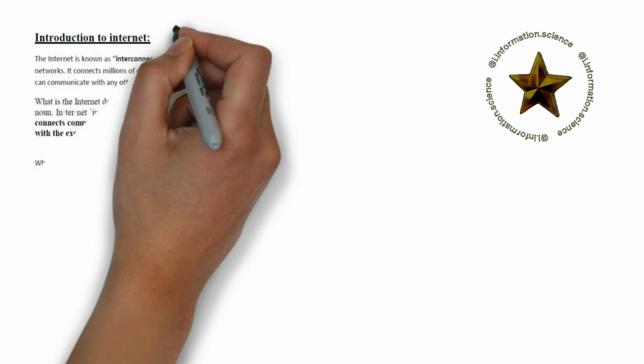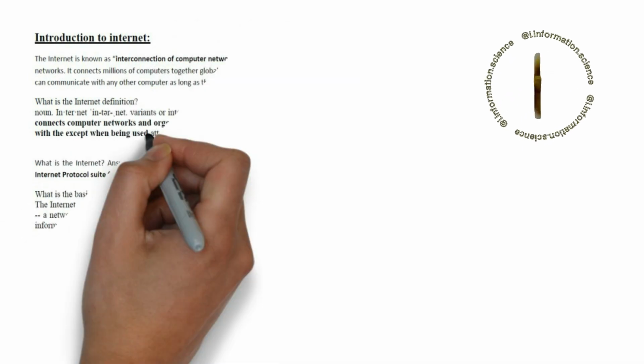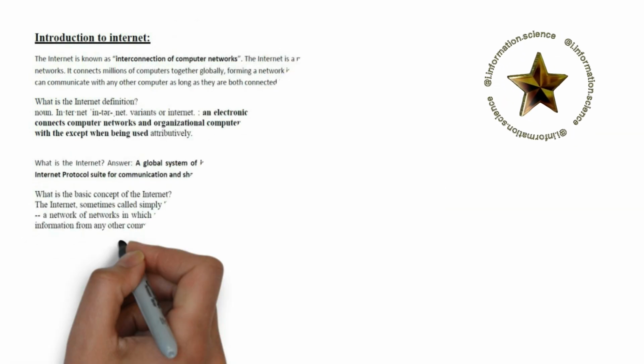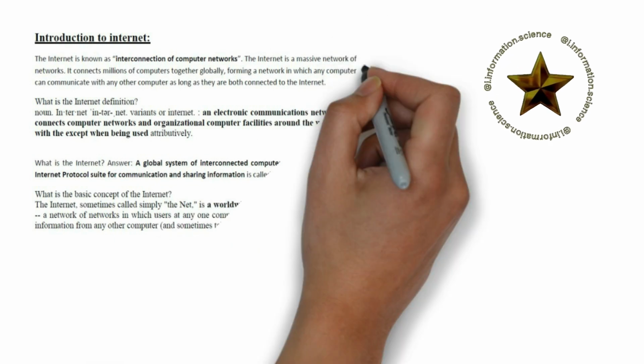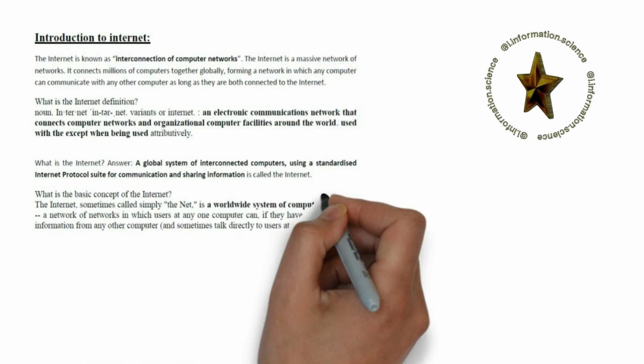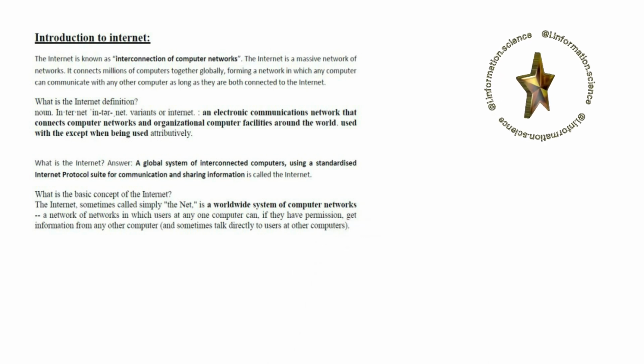Introduction to Internet. The Internet is known as interconnection of computer networks. The Internet is a massive network of networks. It connects millions of computers together globally, forming a network in which any computer can communicate with any other computer as long as they are both connected to the Internet. What is the Internet definition?